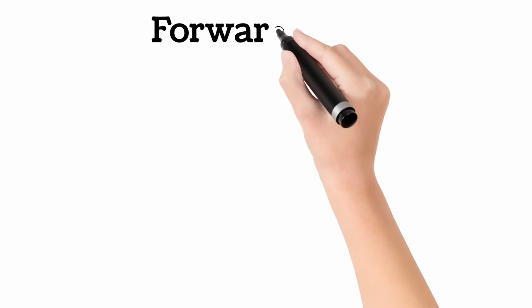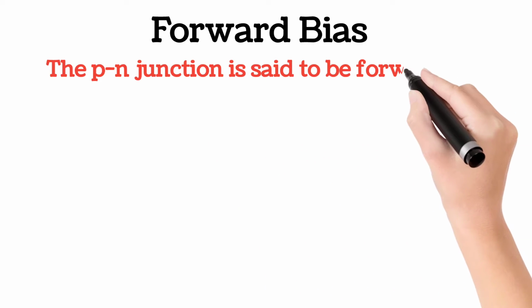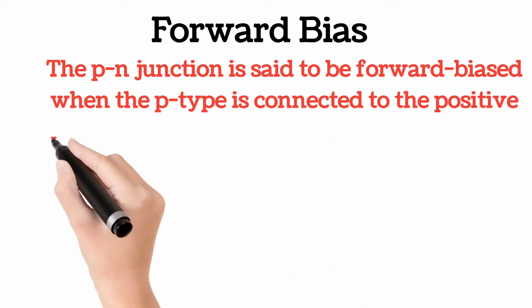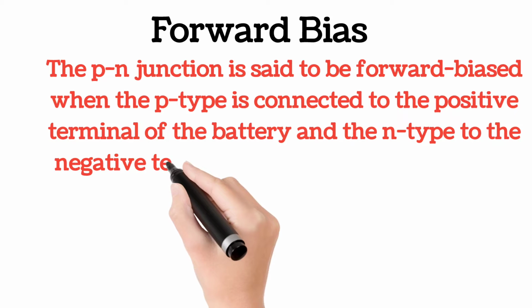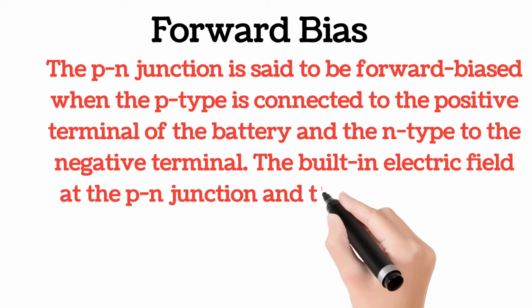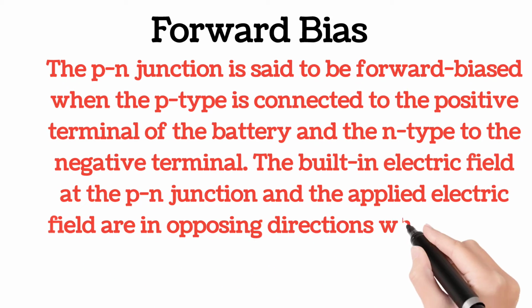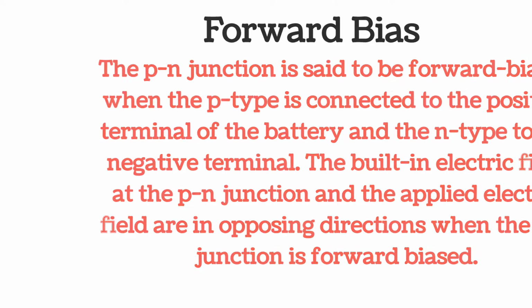The P-N junction is said to be forward biased when the P-type is connected to the positive terminal of the battery and the N-type to the negative terminal. The built-in electric field at the P-N junction and the applied electric field are in opposing directions when the P-N junction is forward biased.